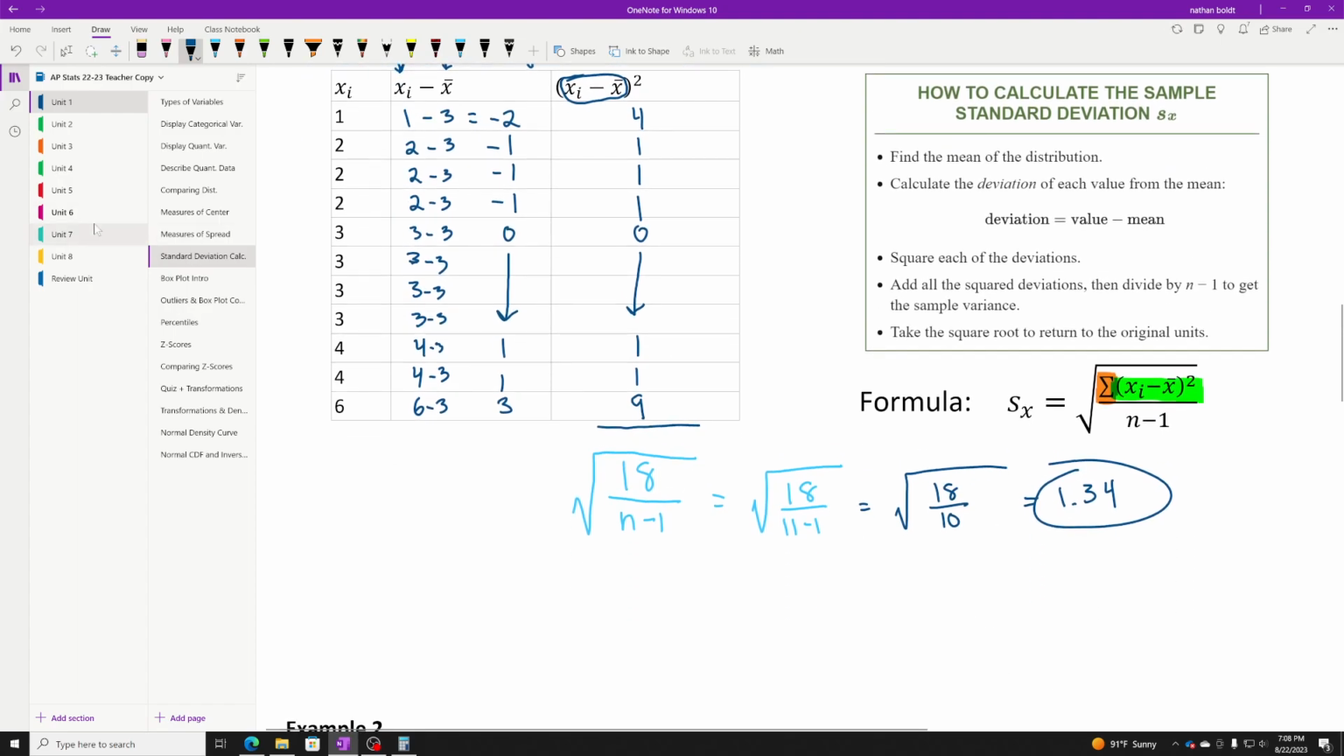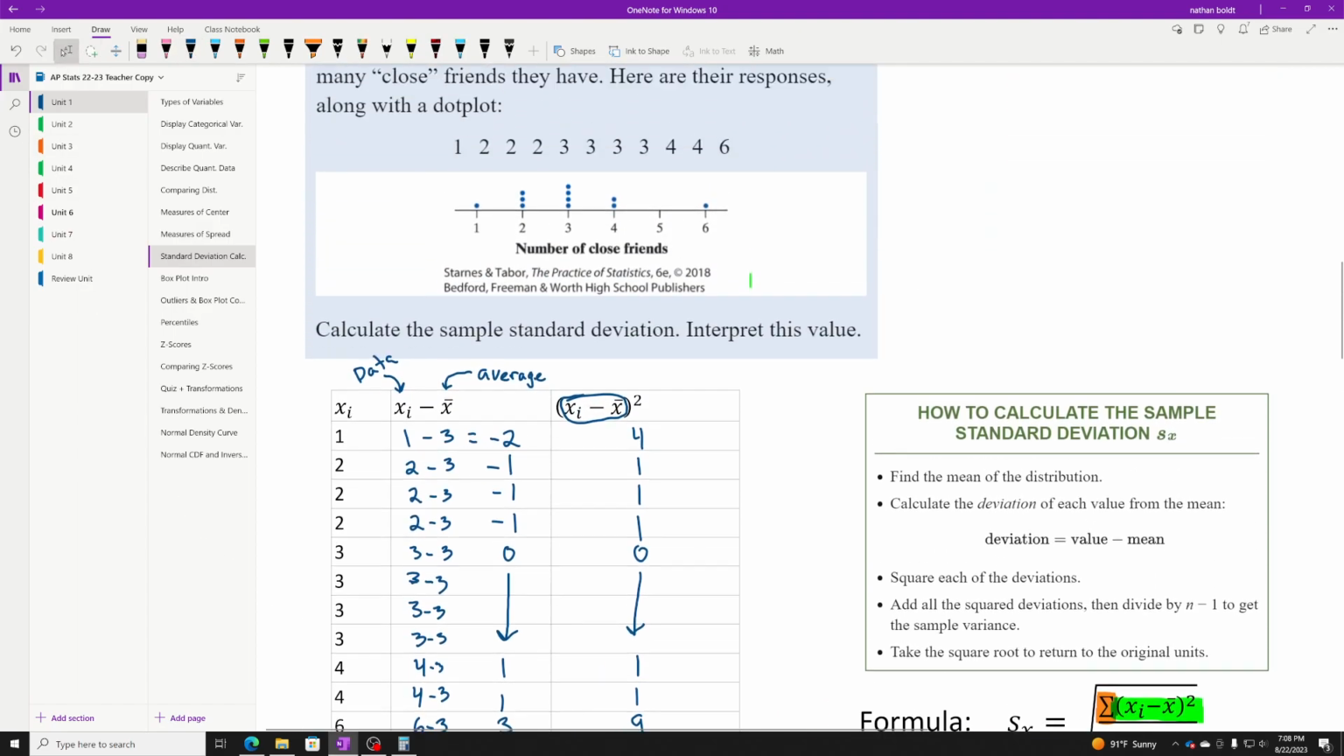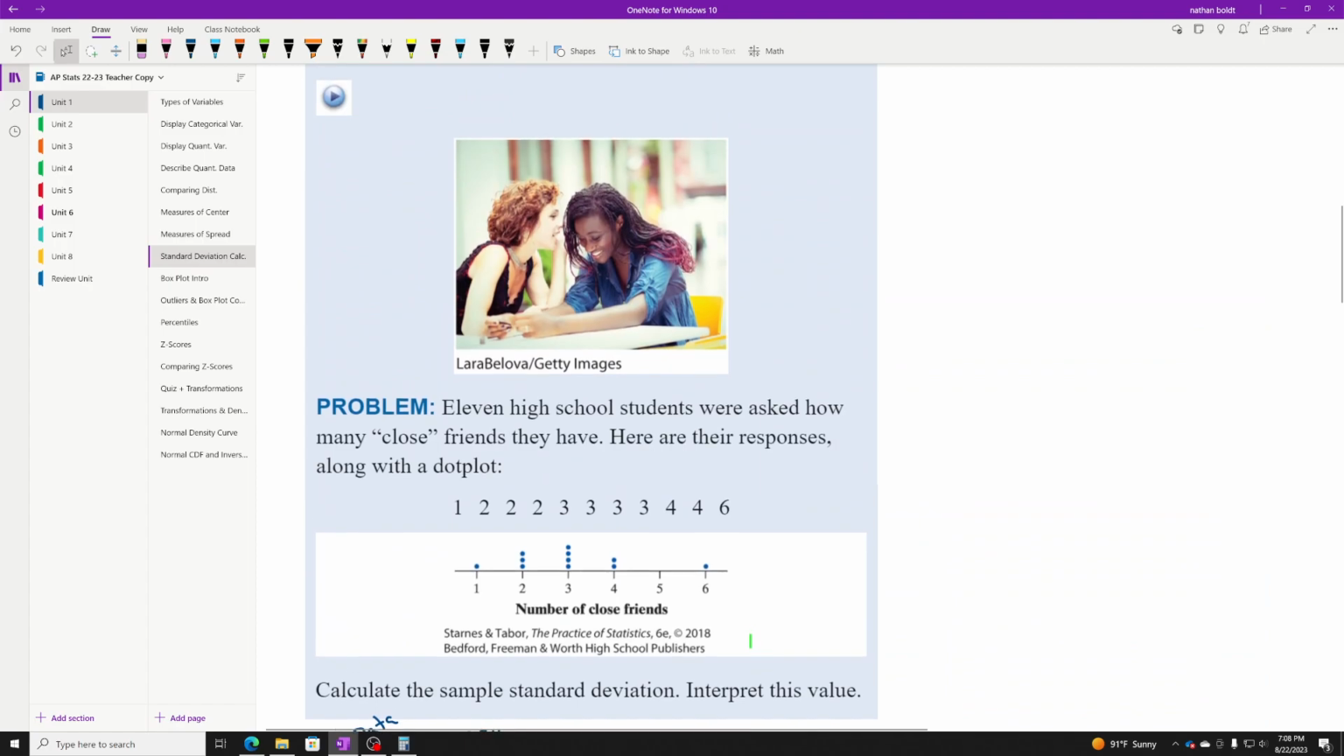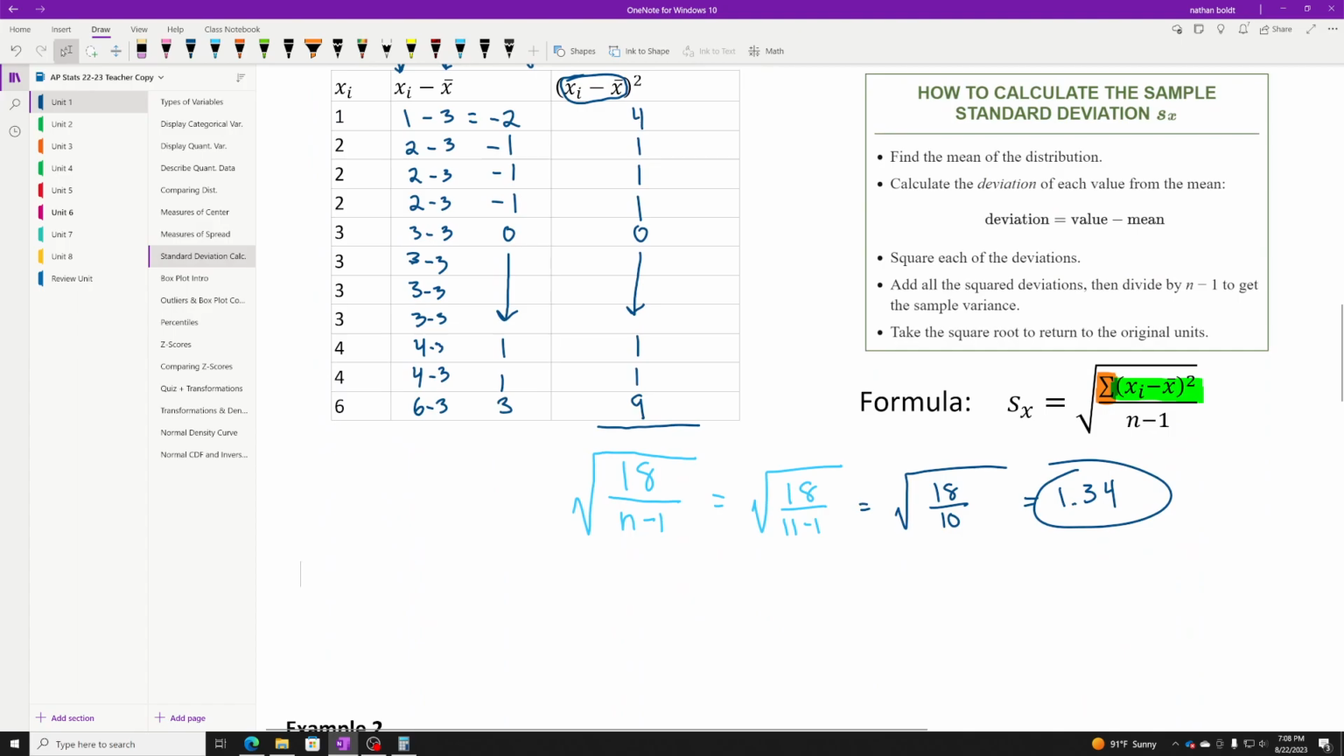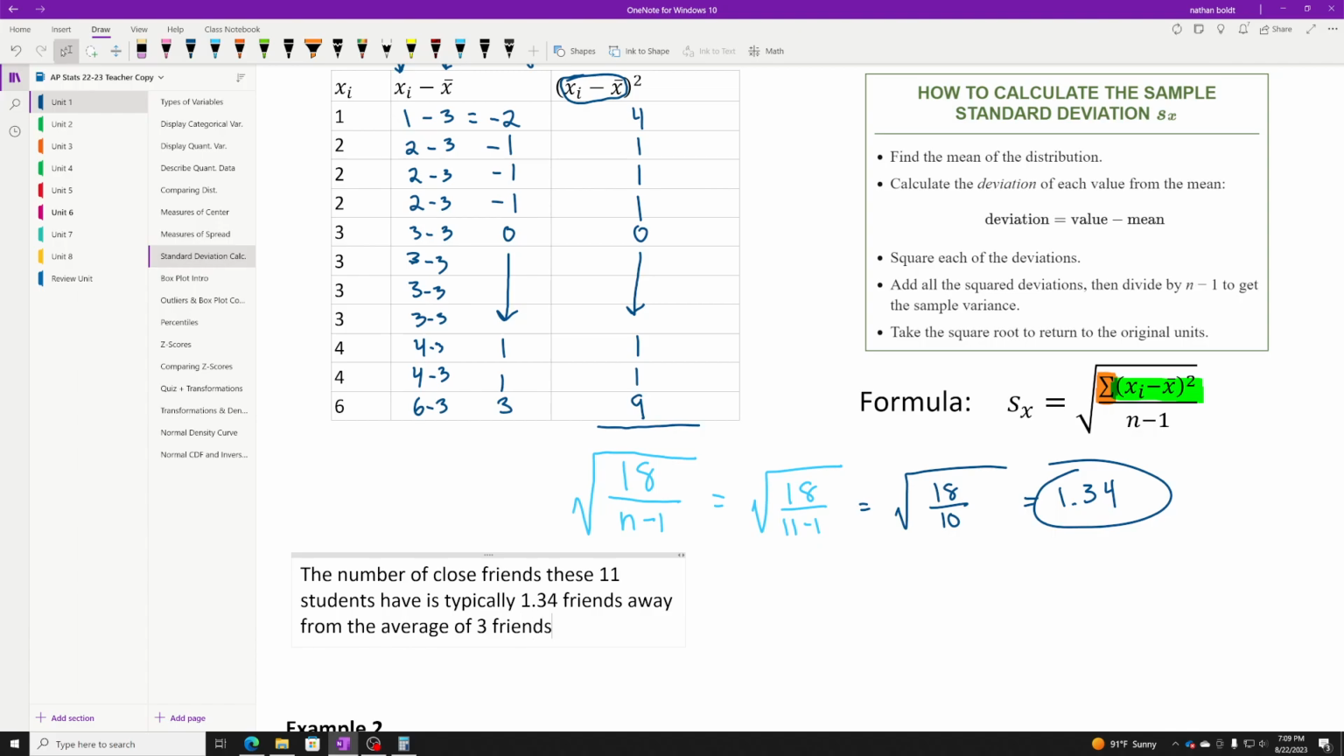And we should now be able to write our sentence, right? What was the context again? If we come up here, 11 high school students were asked how many close friends they have. So the number of close friends these 11 students have is typically 1.34 friends away from the average of 3 friends.